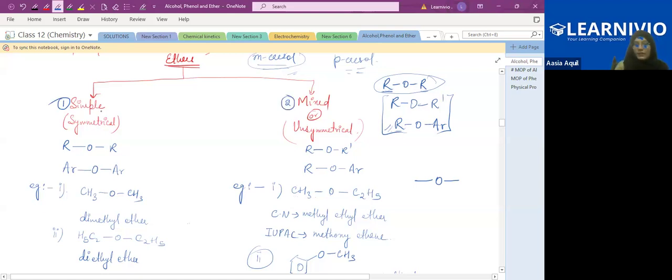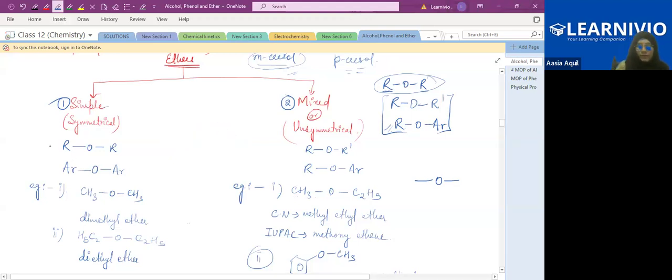Why is it known as simple ether? Because this is a symmetric ether. Here you will see symmetry because this is your ether linkage, and on the left and right side the groups are the same. Suppose we have a CH3 group on one side, then the other side will also have a CH3 group. This type of ether is known as symmetrical or simple ether, where you will see the same alkyl group or aryl group.